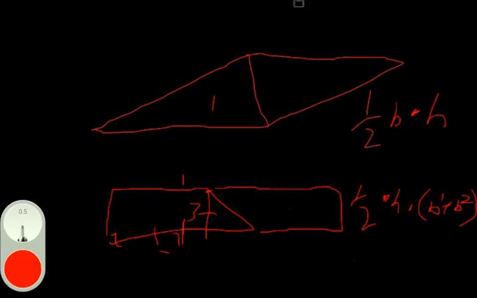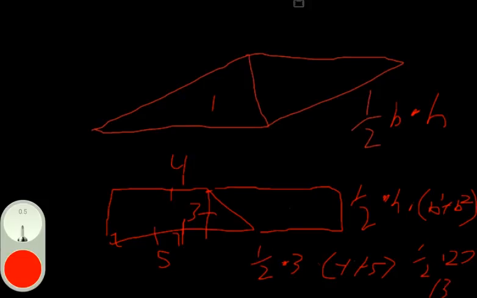So let's say the height was 3, base 1 was 5, and base 2 was 4. You would do 1/2 times 3 times 4 plus 5, which would be equal to 1/2 times 3 times 9, which is 1/2 times 27. And that would be 13.5 units squared.